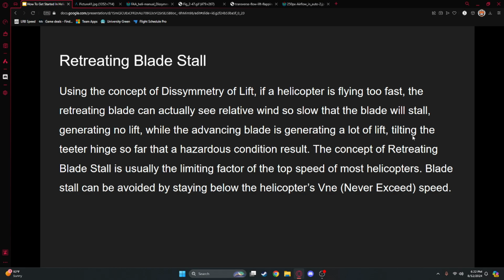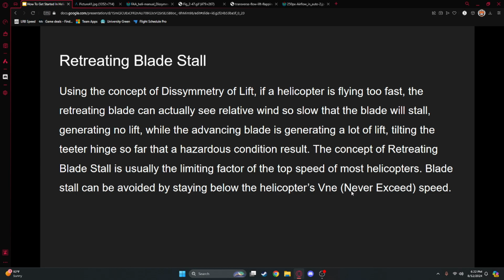The angle of attack is going to be too great, generating no lift, while the advancing blade is generating lots of lift, tilting the teeter hinge so far that a hazardous condition could result. I don't think I've really ever heard of this happening, but that's why the VNE, the never exceed speed, I've written it down here.